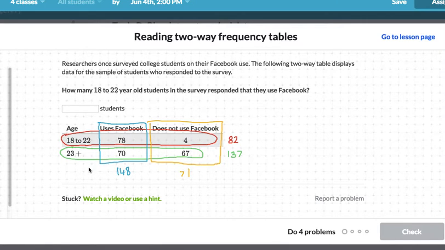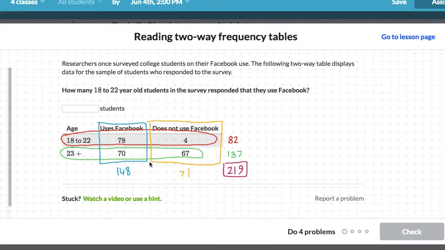One final piece of information we can look at is, well, how many students were there in total? And what we see here is that 148 plus 71 is 219. And what you'll find here as well is that 78 plus 70 is 148, and 4 plus 67 is 71, and that gives you 219 as well. So this will verify all of your information here. So this is the total number of students that were surveyed altogether. This is all the information that you can get from a two-way frequency table.